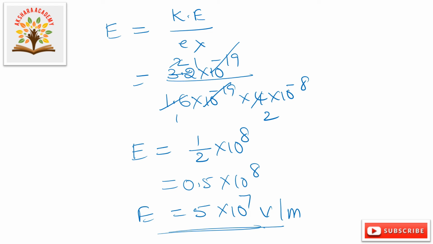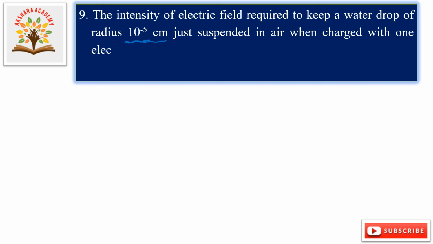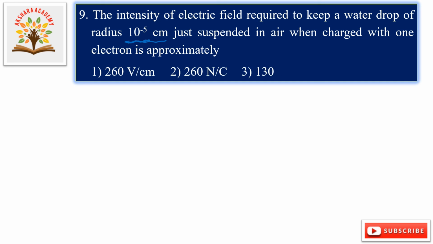Next, we will go to the next question. Ninth one, the intensity of electric field required to keep a water drop of radius 10 to the power of minus 5 centimeters just suspended in air when charged with one electron is approximately. Here, now let us go to the solution.